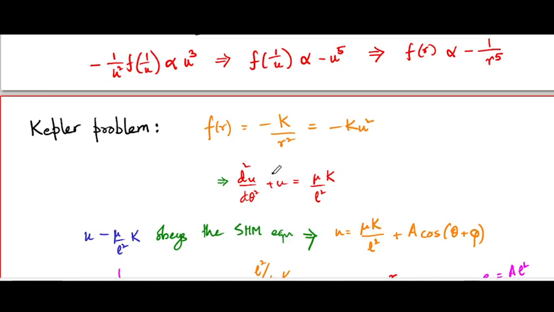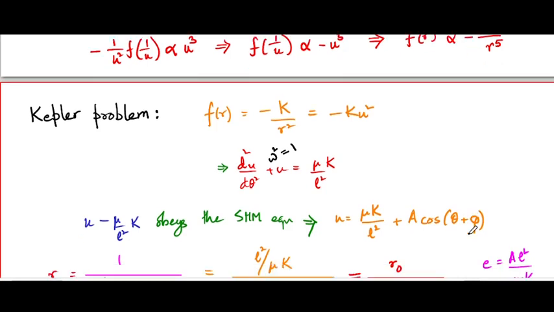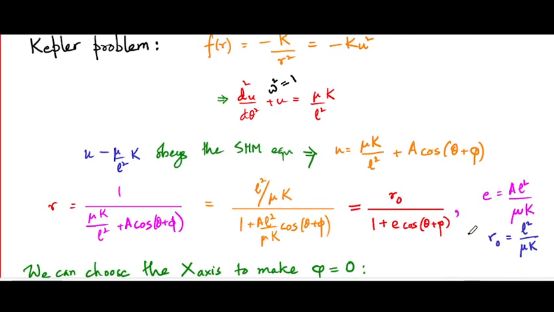Please note that for a general harmonic oscillator equation, you would have an omega squared factor here, which happens to be just 1 in this case. So instead of A cos(omega theta plus phi), you just have A cos(theta plus phi). And now, it is trivial to rewrite this for r.